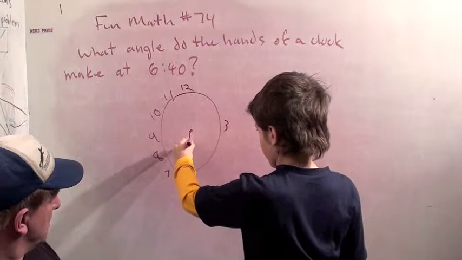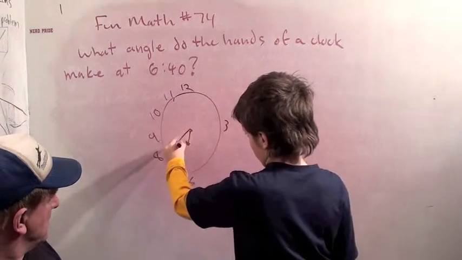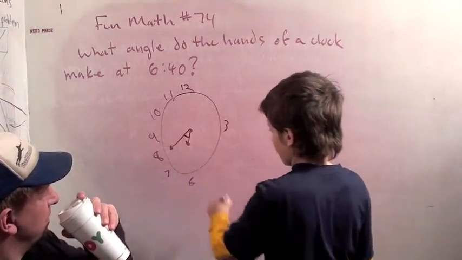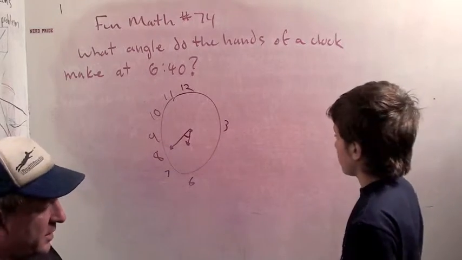So, 6:40. The hour hand is almost pointing at the 7. And the minute hand's pointing at the 8. Okay, great. Trying to figure out this angle. Yeah, that's what I mean when I say what angle do they make. So it's a smaller angle.